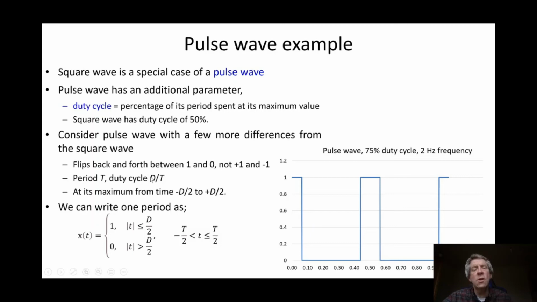So D is the amount of time it spends at its maximum value. And we'll have that set so that zero is in the middle of that maximum value, from minus D over two to plus D over two. Hence, we can write one period as shown below, where it's one from minus D over two to plus D over two. And then as long as it's outside that range, this is defining it from minus T over two to T over two. And in that area around zero, it's at its maximum value. Beyond that, it's at its minimum value of 0.